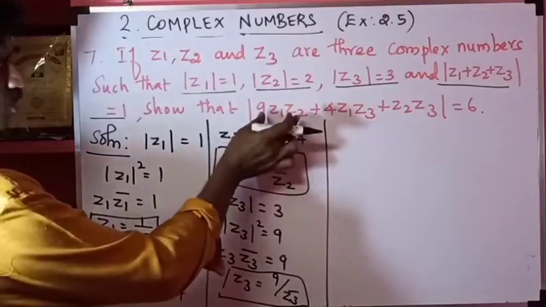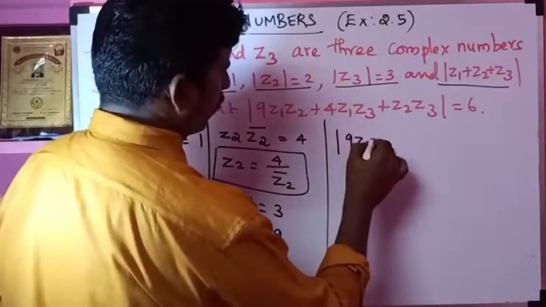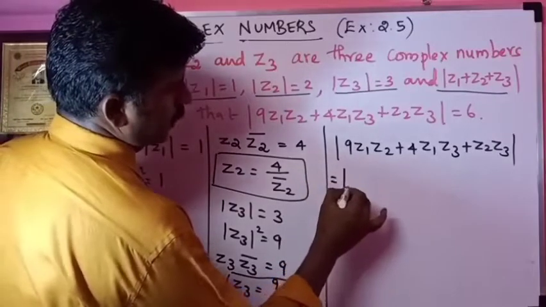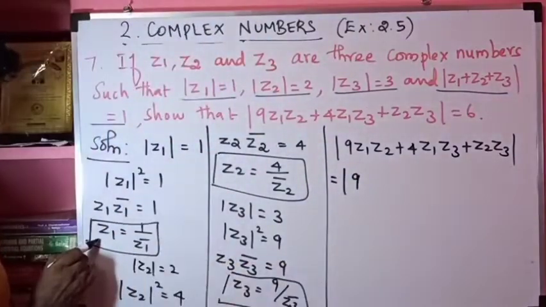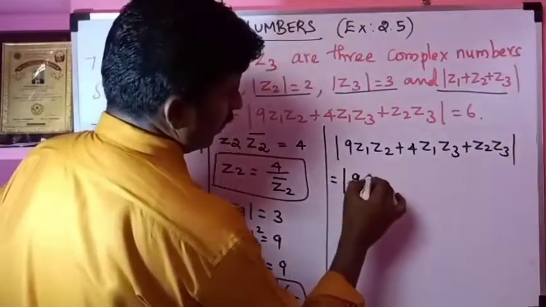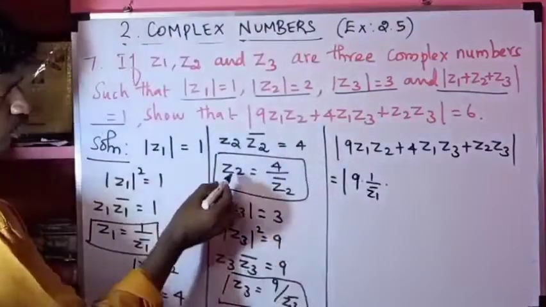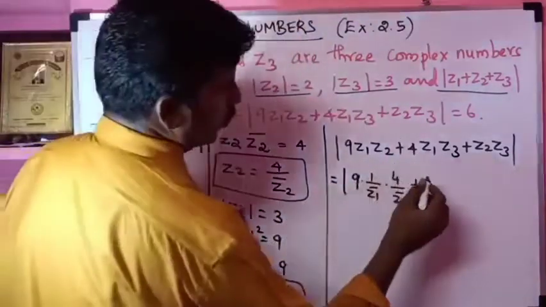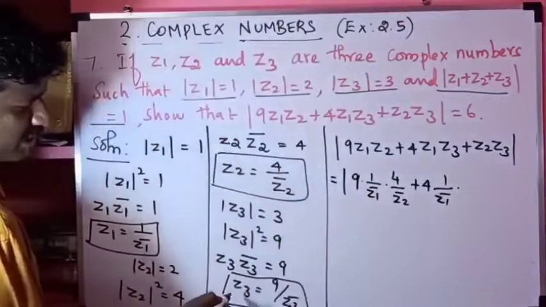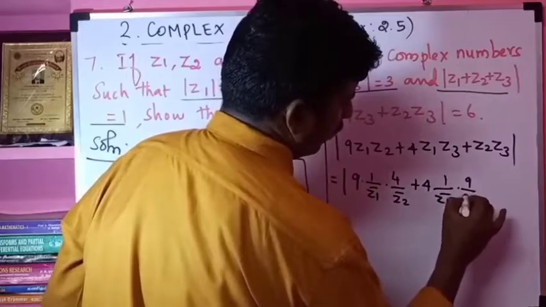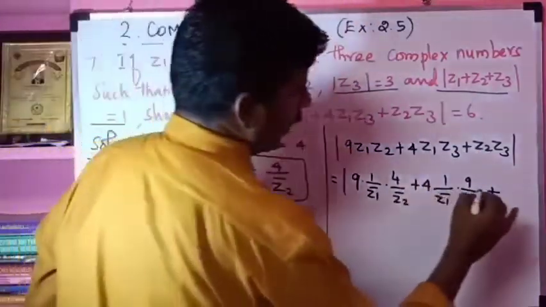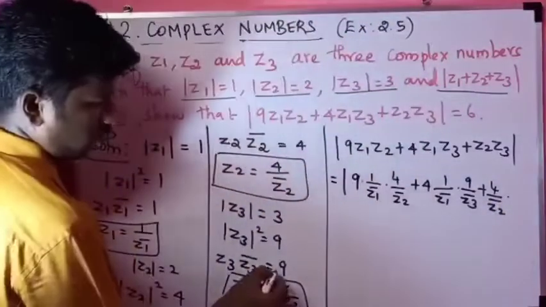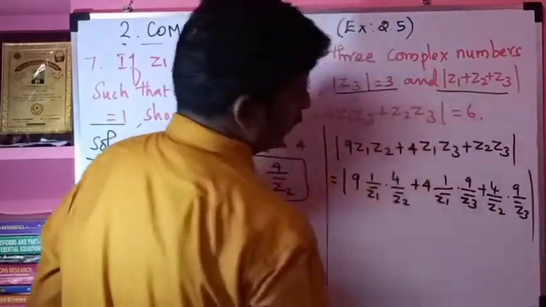So now let's take this term. Then 9 z1 z2 plus 4 z1 z3 plus z2 z3, which is equal to 9, right, z1 is equal to, what did we say, 1 by z1 bar, z2 is equal to 4 by z2 bar, plus 4 into the z1 value 1 by z1 bar, z3 is equal to 9 by z3 bar, plus the z2 value 4 by z2 bar into the z3 value 9 by z3 bar. Right?